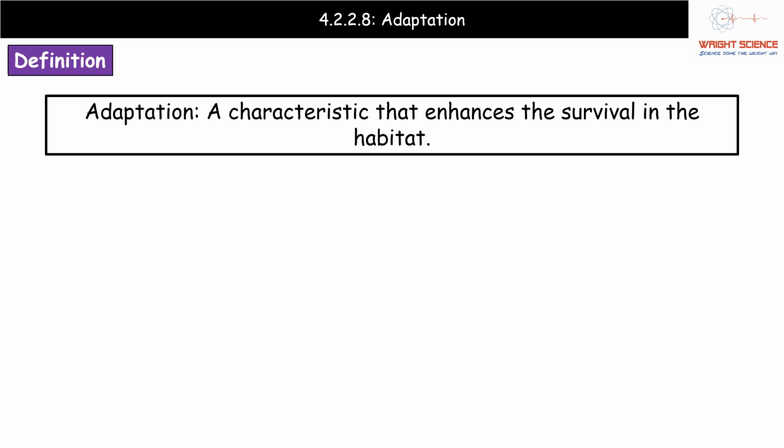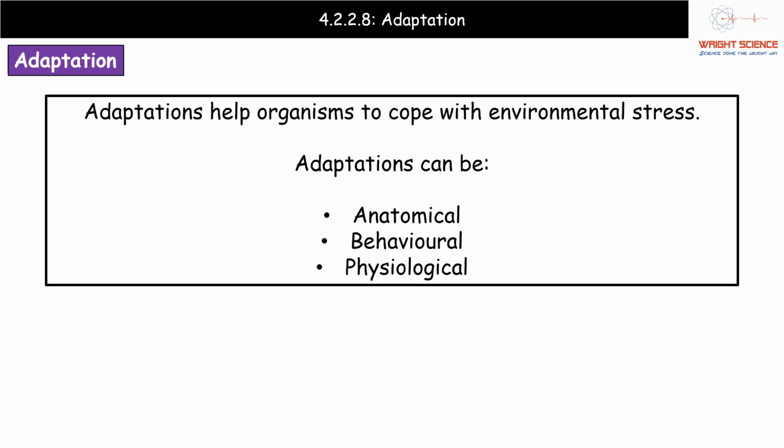Let's start off then with the definition of adaptation. And quite simply, when we are referring to an adaptation in biology, we are talking about a characteristic that enhances the survival of an organism in the habitat. So the adaptations that these organisms have will help them to cope with various environmental stresses. And we can categorize these adaptations as being either anatomical, behavioral, or physiological.